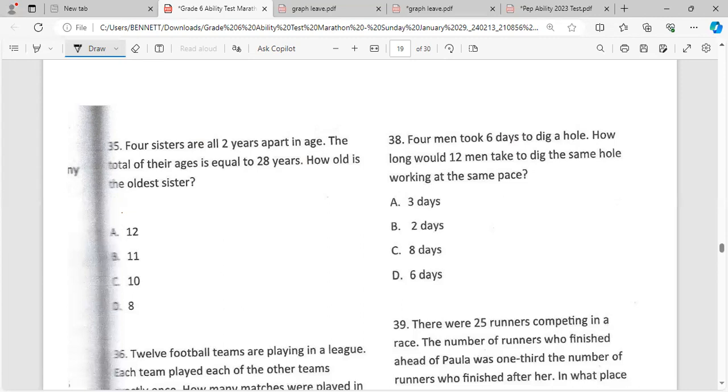Four sisters are all 2 years apart in age. The total of their ages is 28. How old is the oldest sister? C, 10 years old. Prove it. Sir? Prove it.